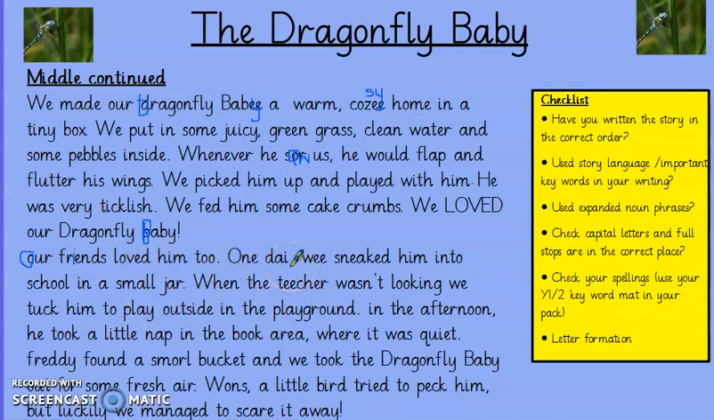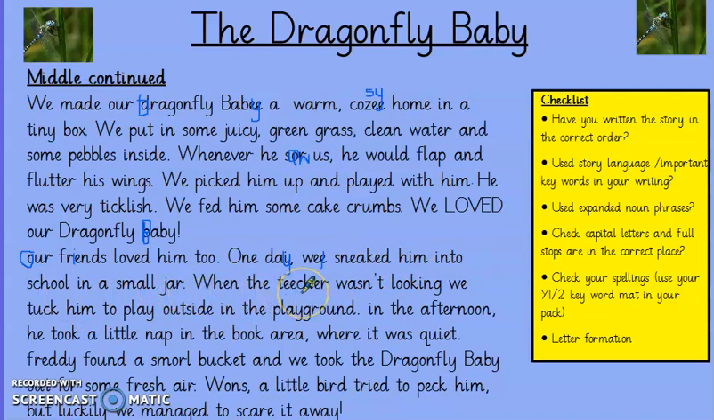One day. The correct A sound, it's the phase 3 sound here, but we need to use the phase 5 spelling, so I need a Y here. Again, use your common exception word mat. These keywords are on there, okay? We sneaked him. I think I just only needed one E here, so I'm going to cross that one out. We sneaked him into school in a small jar.